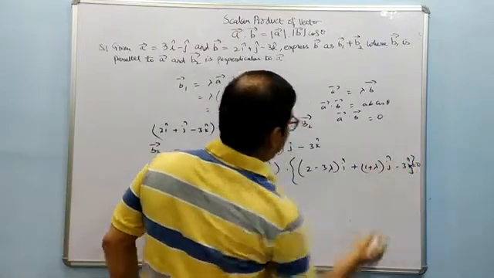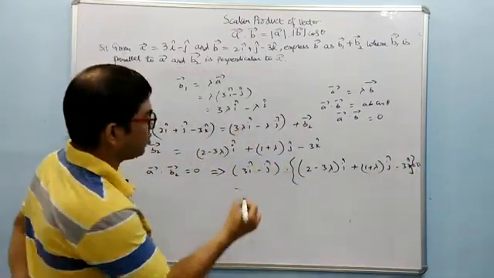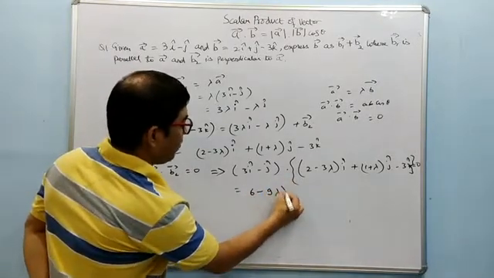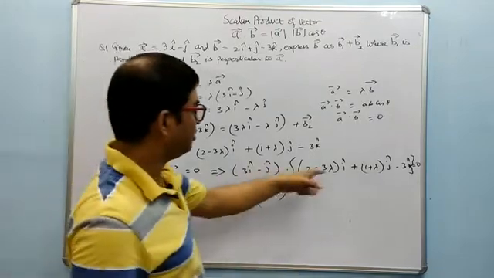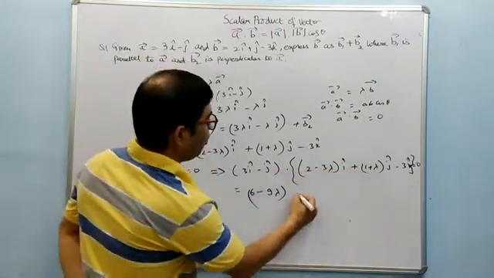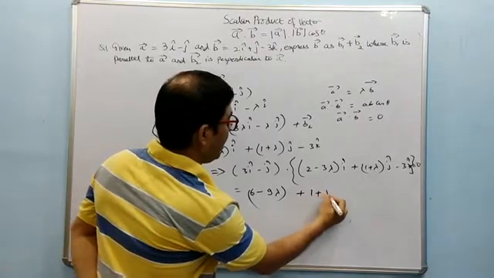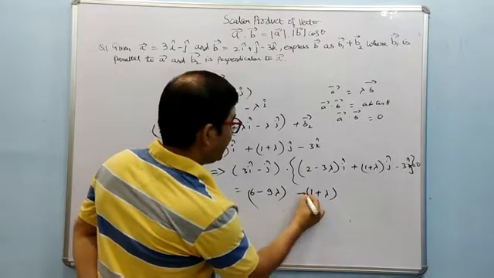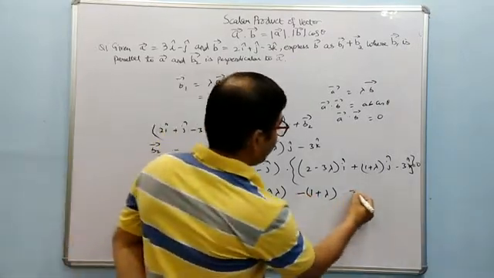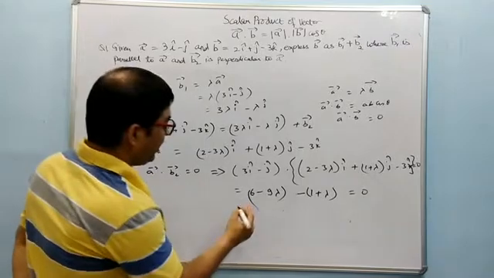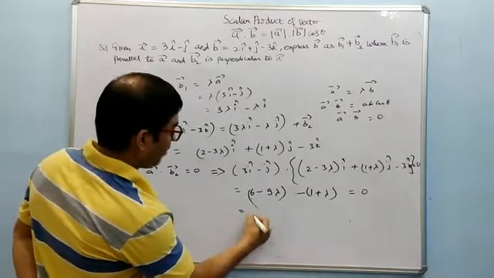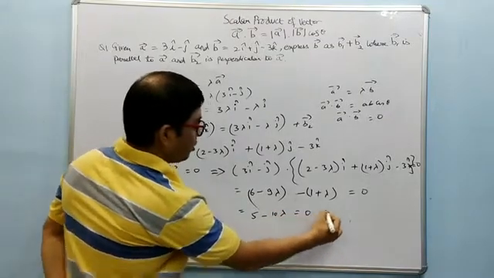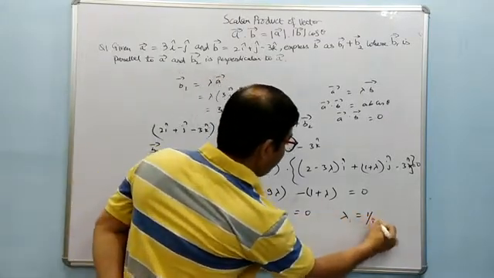better to put it in brackets. The i component is going to give you 6 minus 9 lambda, and the j component is going to give you 1 plus lambda with a minus sign here because minus j cap is there, equal to 0. So it is actually 5 minus 10 lambda equal to 0. So lambda is equal to 1 by 2.